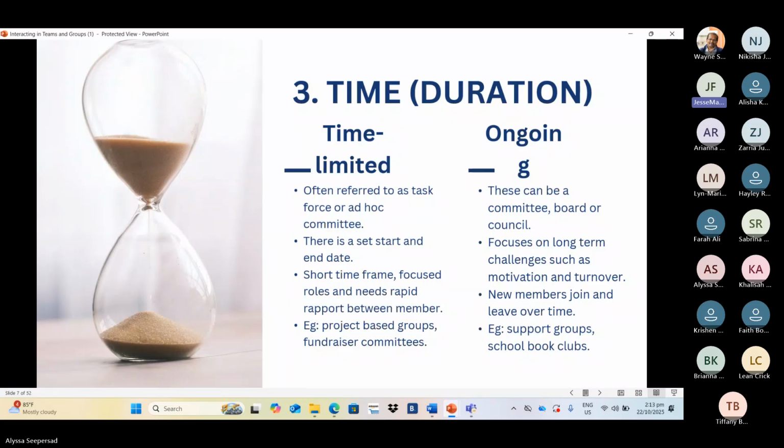Another type of group is ongoing groups. These can be committees, boards, or councils which focus on sustained support and continuous operations. These types of groups may face long-term challenges such as motivating members so they can stay focused on the group's purpose, as well as member turnover in order to bring in new members. Examples of these types of groups would be support groups or school book clubs.